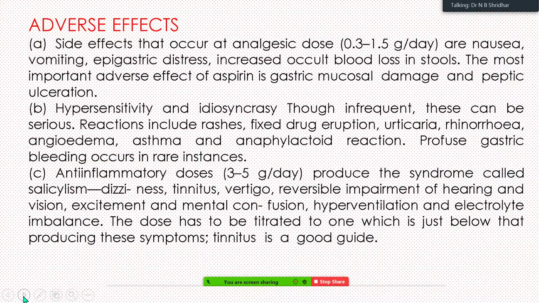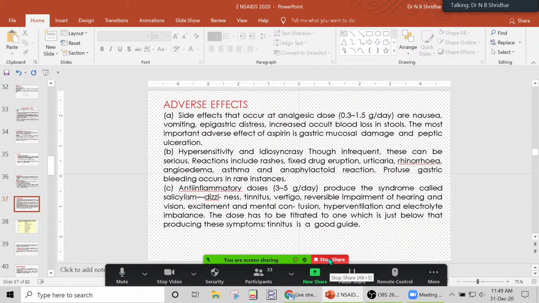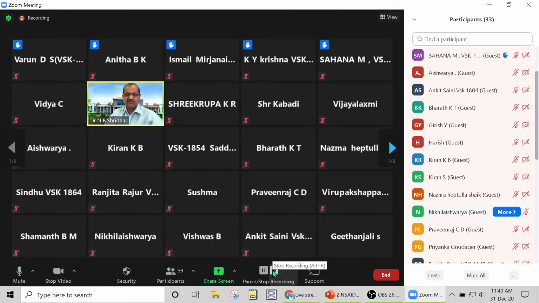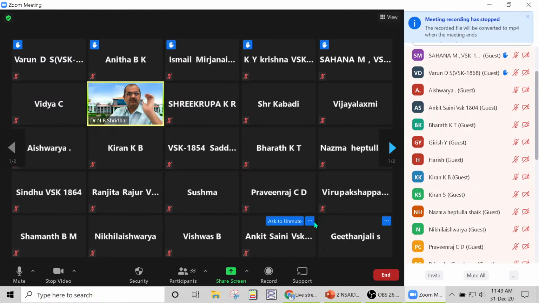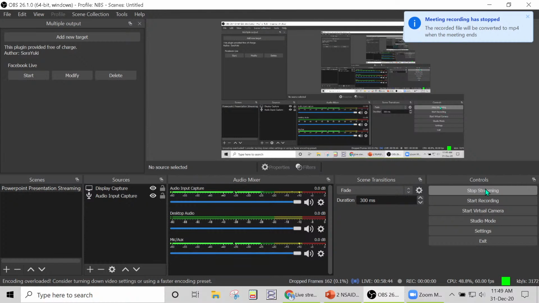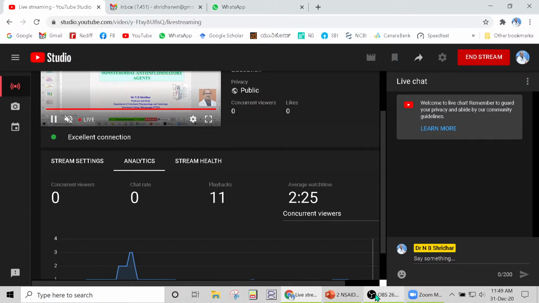As for adverse effects, we will deal with them tomorrow. Aspirin has a lot of side effects, and the adverse effects of the salicylates are very common.